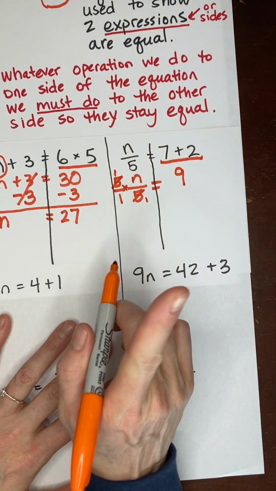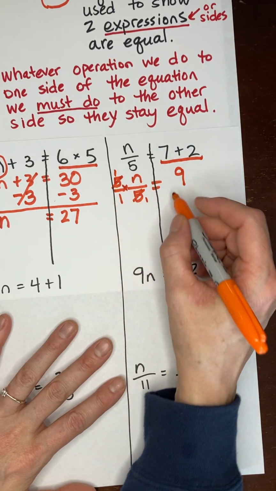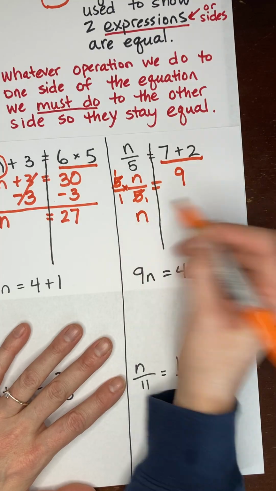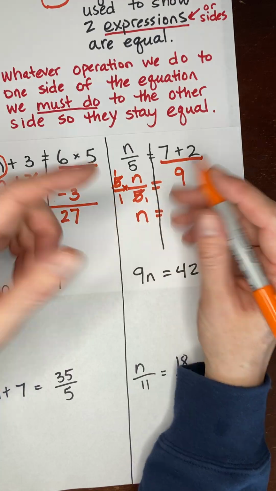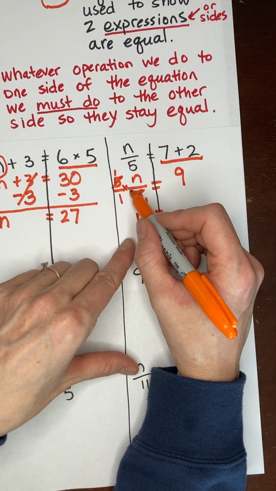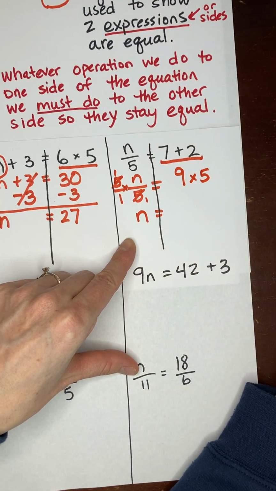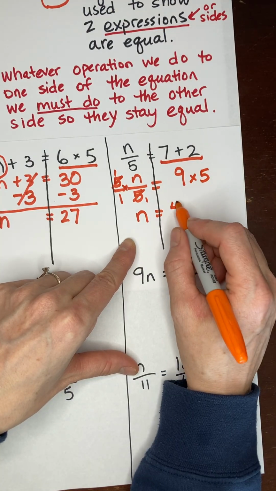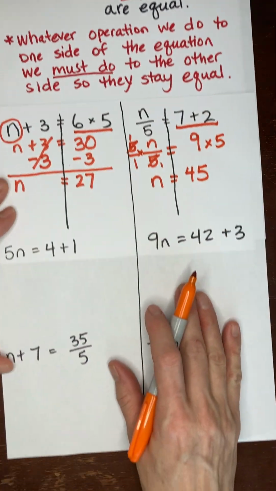Okay, it's not 0. That's really important. It's actually 1. Okay, now I have 1 times n, which is n. Okay, but I just multiplied this side by 5, so now my scales are imbalanced, right? My equal sign is not equal. So I have to multiply this side also by 5. So I'm doing the same thing to both sides. 9 times 5 is 45. So my answer is n equals 45.